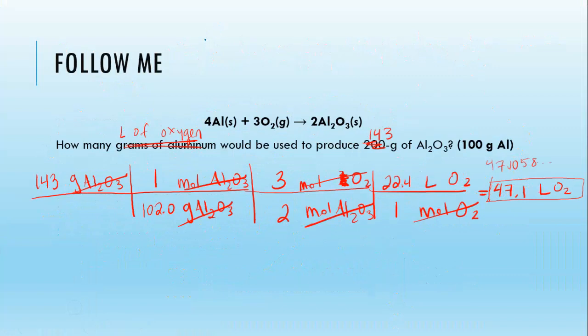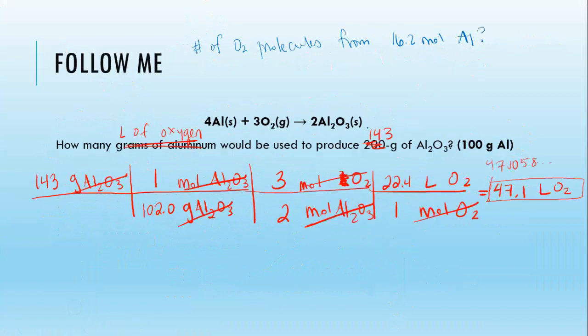So what if I ask you to find the number of O2 molecules to go with 16.2 moles of aluminum?